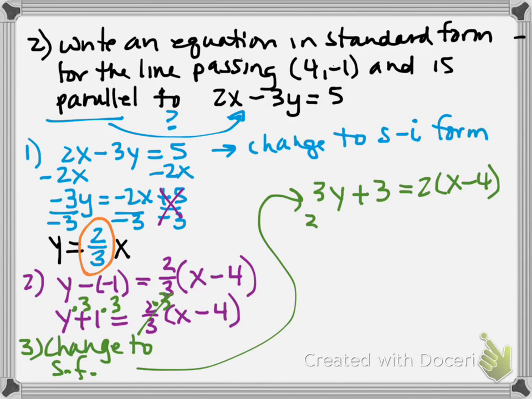And then we just keep solving. We're going to distribute to get rid of the parentheses, because otherwise we're stuck and can't do anything more. 2 times x is 2x. 2 times negative 4 is negative 8.